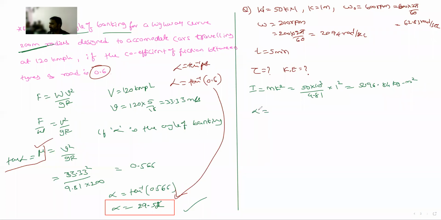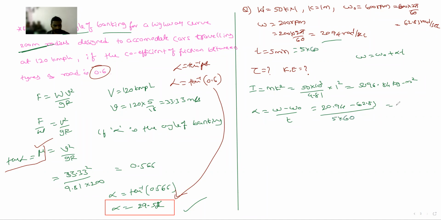Then I want to determine alpha. Alpha means what? Angular acceleration. So how to calculate the angular acceleration? Omega minus omega naught divided by t. So how did you get this? You know that omega is equal to initial velocity plus alpha into t, like v is equal to u plus at. From this equation you got this. So substitute. What is the value of omega? 20.94 minus what is omega naught? 62.83 divided by the time, 5 seconds. Sorry, 5 minutes, so 5 into 60 seconds.